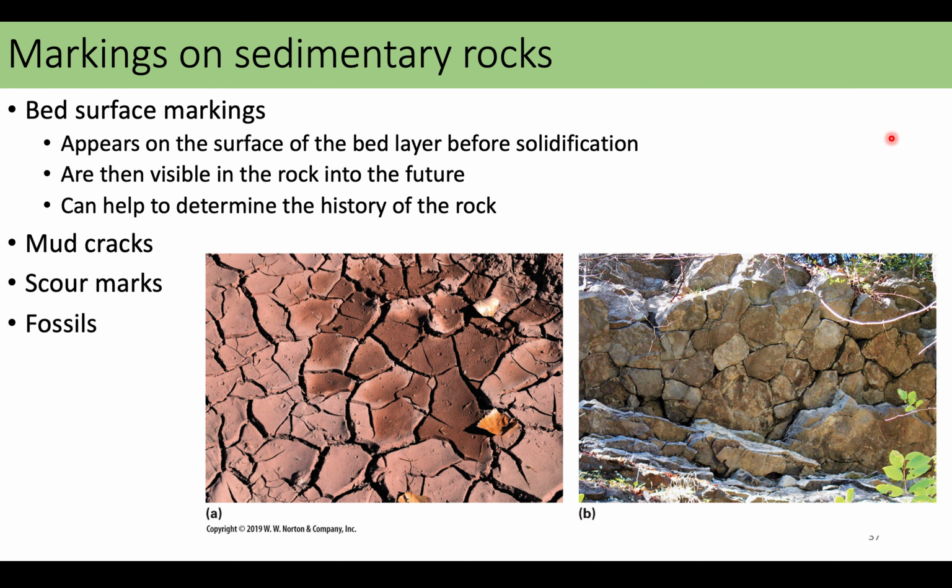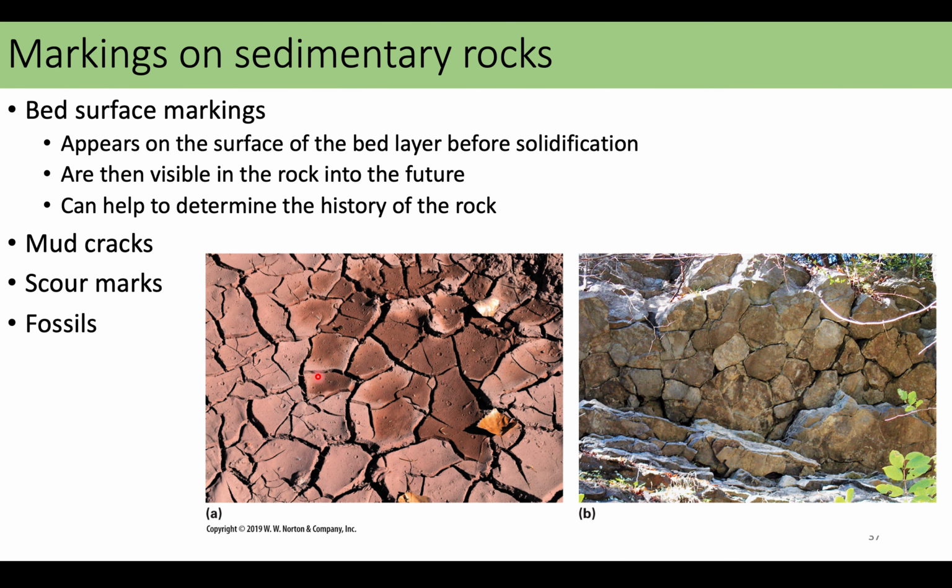So there's a few other factors with sedimentary rocks that can tell us a lot about the history of that rock. There are certain markings on the rock that tell us a lot about the rock formation. We can see markings on the surface of a layer of rock. That is going to tell us what the surface of that layer looked like before it was formed. So there can be mud cracks, scour marks, there can be fossils. Any of these things add more clues to help us discover the history of that rock layer.